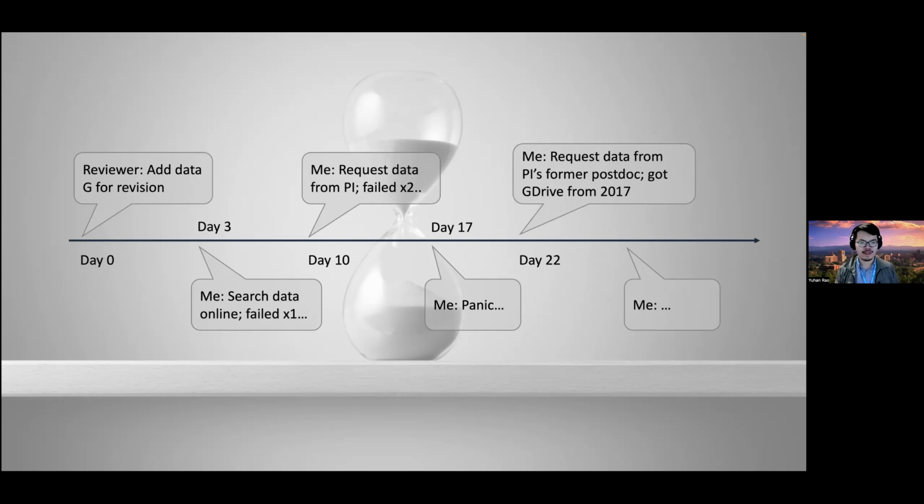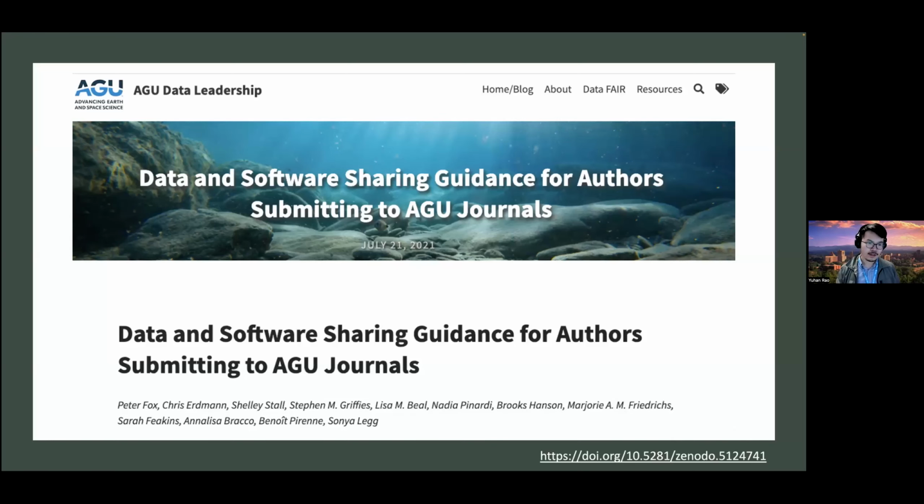So this is another story. I really hurt myself, and that's why I'm really passionate about trying to make data as open as possible. That's why some of those community guidelines produced, such as by the American Geophysical Union, where Chris has been working with others, and the late editor-in-chief of one of the AGU journals, Peter Fox, has been one of the champions, is the data and software sharing guideline for authors submitting to AGU journals.